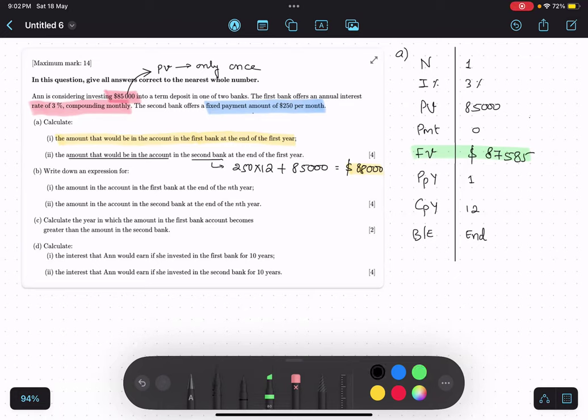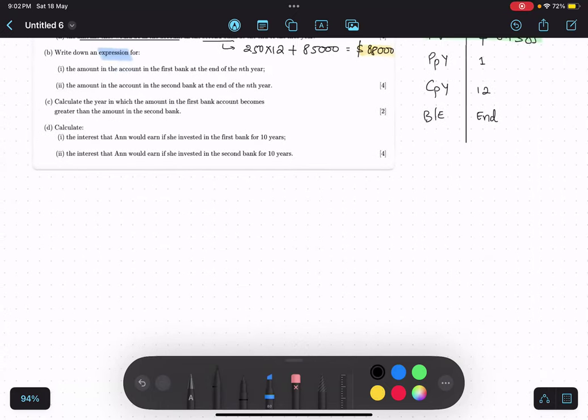Now, looking at question number two. Write down an expression. They are asking us to write an expression, which means we have to use the old formula. Remember, I taught you in the last class: A equals P bracket 1 plus r upon 100 power t, and we have to multiply by k over here. Remember this formula I discussed in the last class?